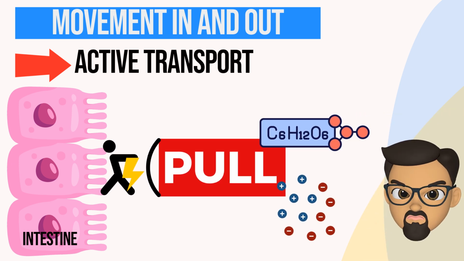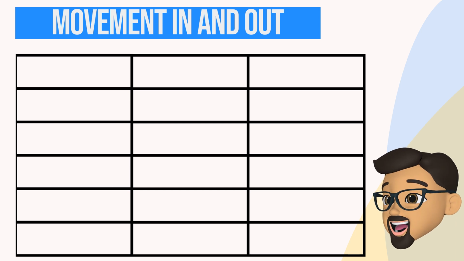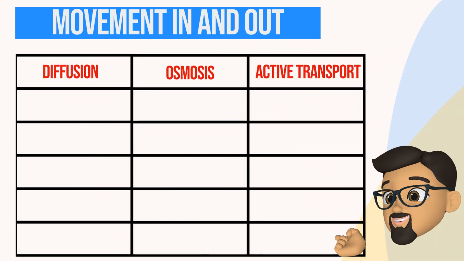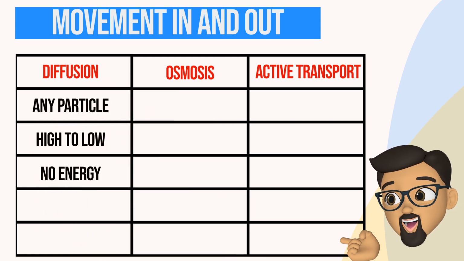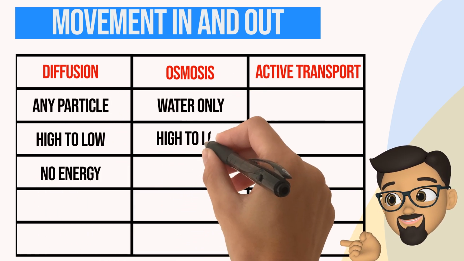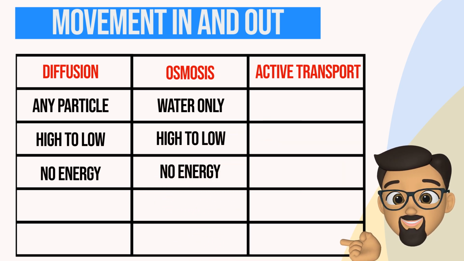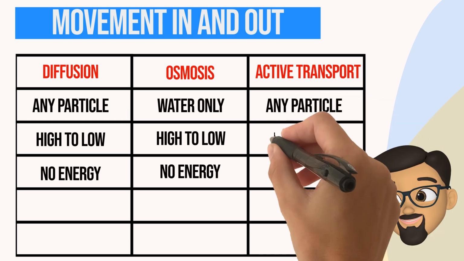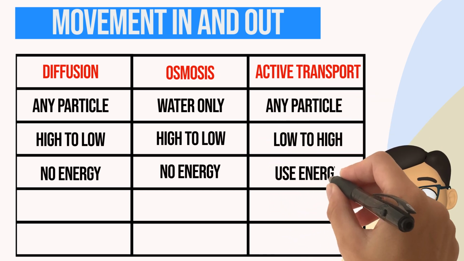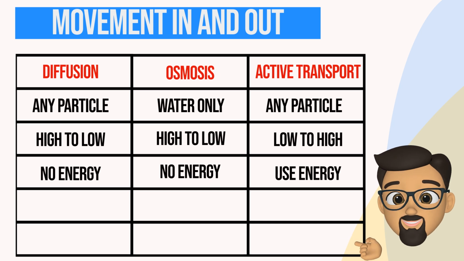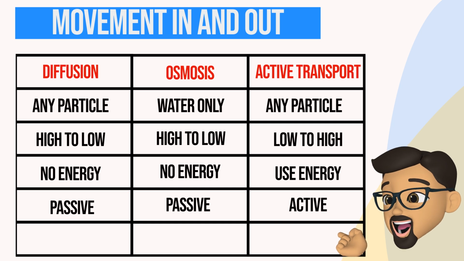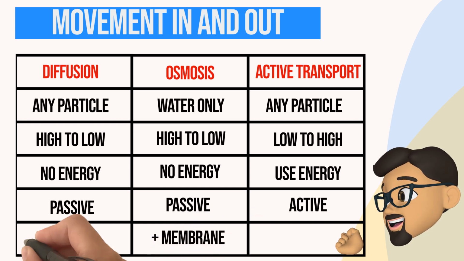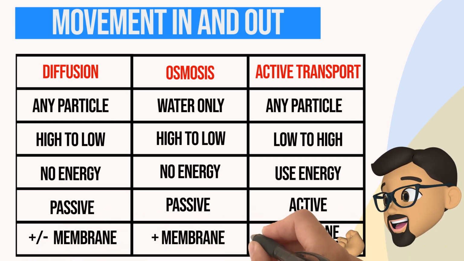Let's wrap it up with a super quick comparison. Diffusion versus osmosis versus active transport. Number 1, diffusion. Any particles from high to low, no energy. Osmosis, water only, from high to low water potential, no energy, through partially permeable membrane. Active transport. Any particles from low to high, uses energy, with carrier proteins. Number 2, diffusion and osmosis are passive, active transport is not. Number 3, osmosis needs a membrane, diffusion may or may not. Active transport always involves the membrane and carrier proteins.